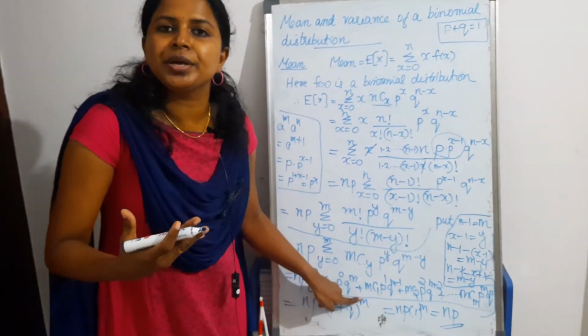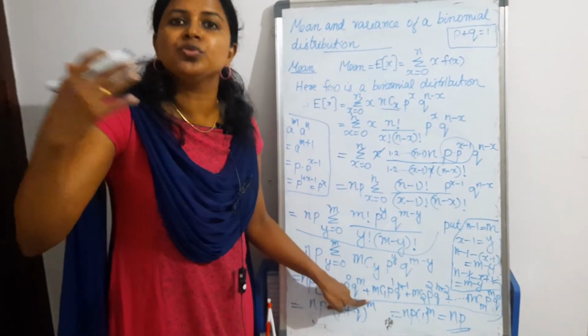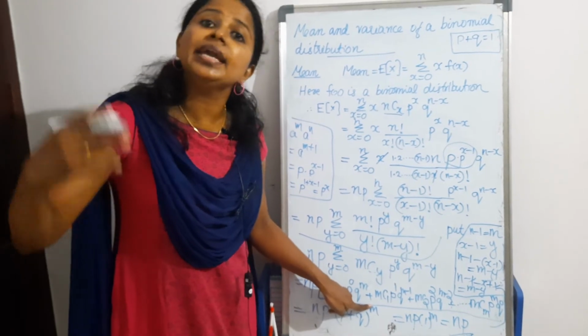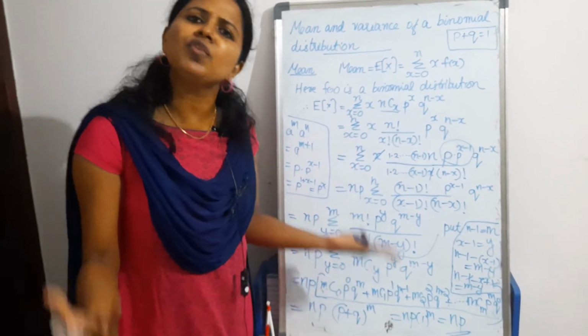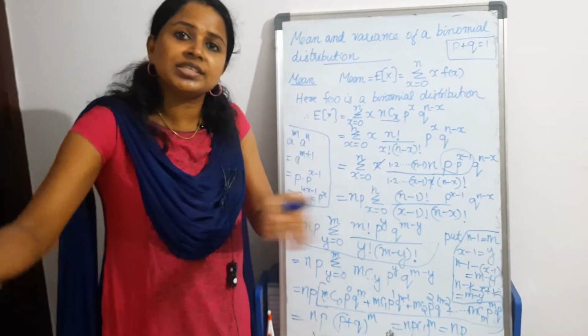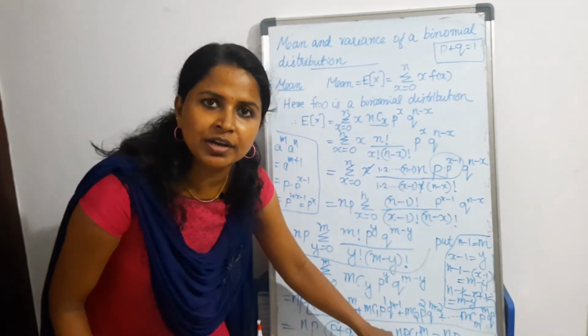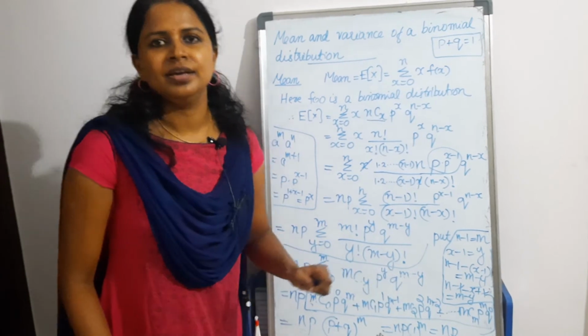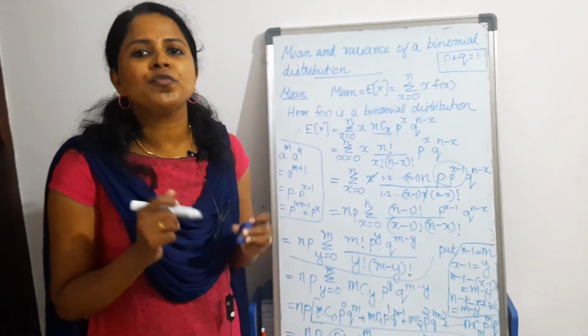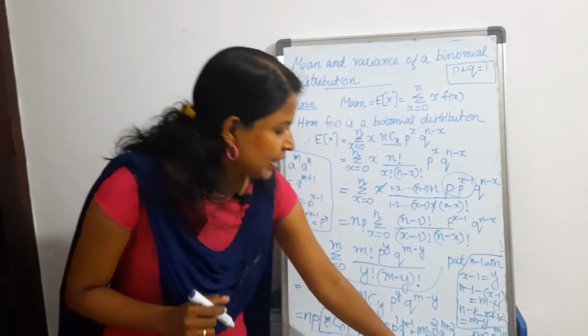What is 1 raised to m? 1 into 1 into 1 into etc., m times. That is 1. Up to m times means 1. That is np into 1, which is np. That is, the mean of the binomial distribution is np.